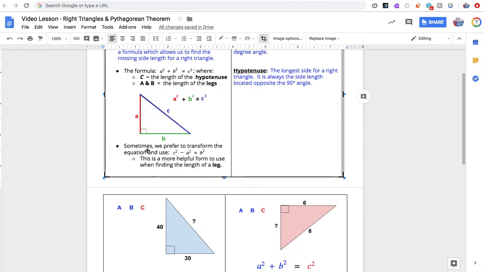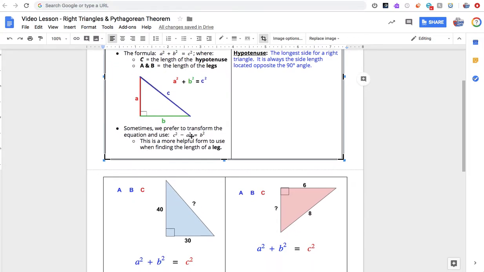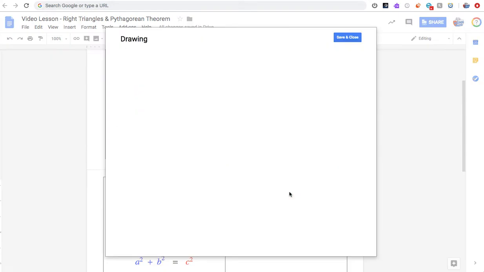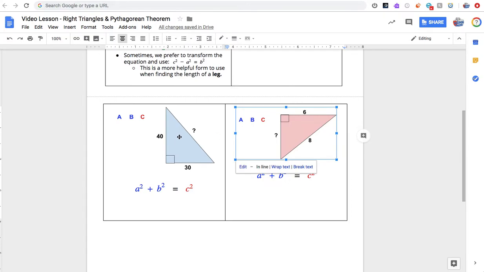Towards the end of the video, we'll talk about how c squared minus a squared equals b squared is a different version of the Pythagorean theorem. It's just transformed, and it's more helpful for triangles like the red one compared to the blue one. First, let's take a look at this blue triangle.